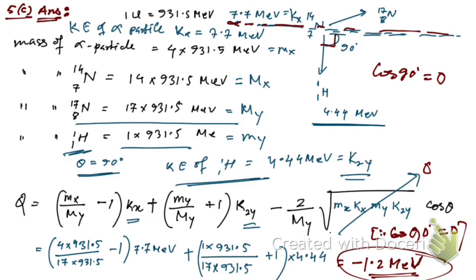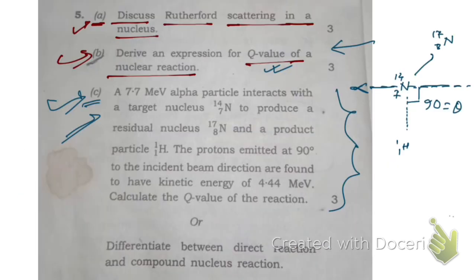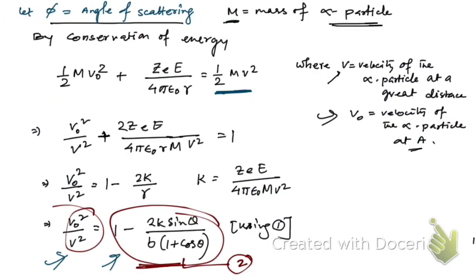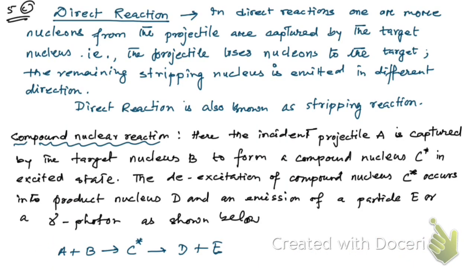There is another question, where either you have to solve a problem or write an answer. This is 5C, the difference between direct reaction and compound nucleus reaction. So here is the difference. Let me show you where I have written it.